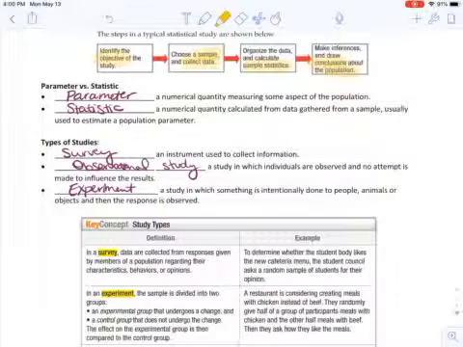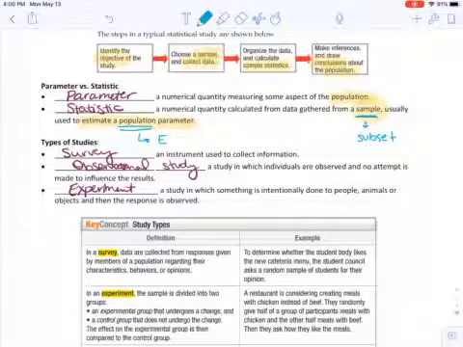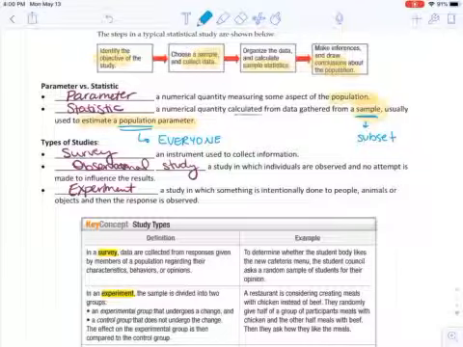A parameter is a numerical quantity that measures some aspect of my population, right? Then I get all the data on every single person, but a statistic is actually gathered from a sample. We usually estimate the parameter with this. So the sample is just a subset of the whole population, and a population parameter is about everyone, everyone that you're trying to get the information about. So we typically calculate this subset statistic, and we use it to approximate what the whole population might be thinking.